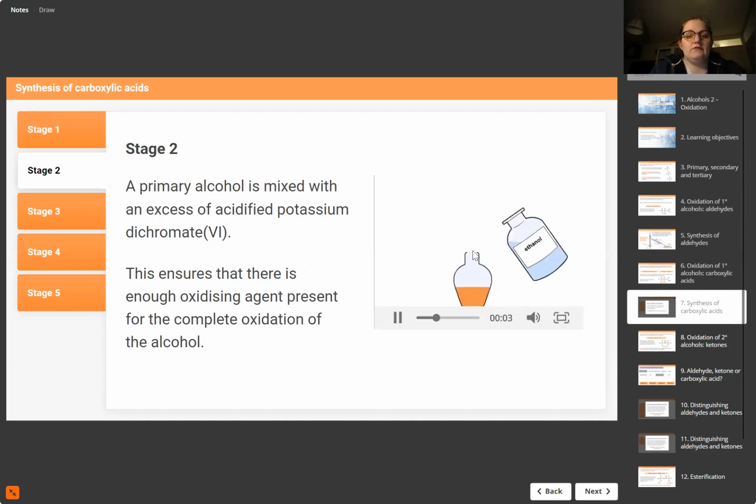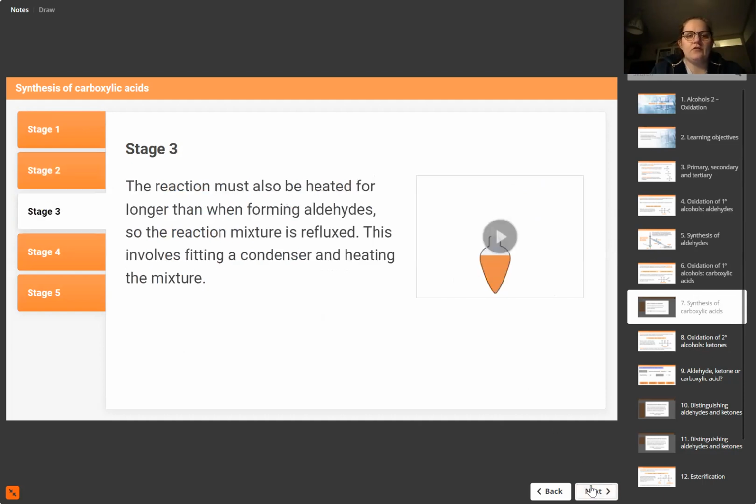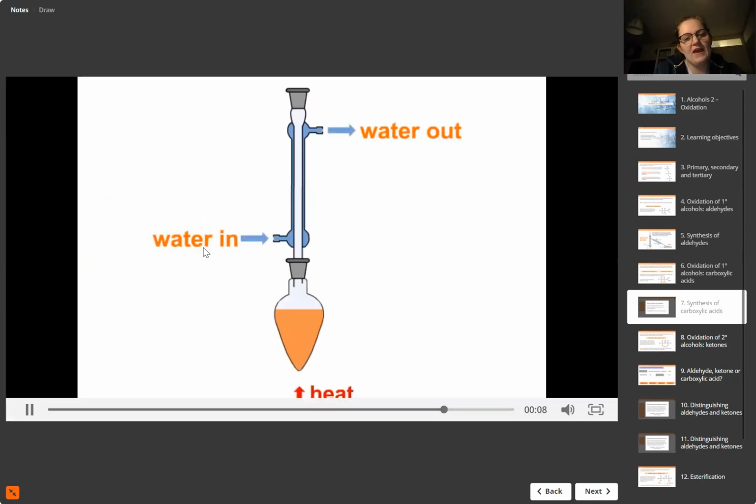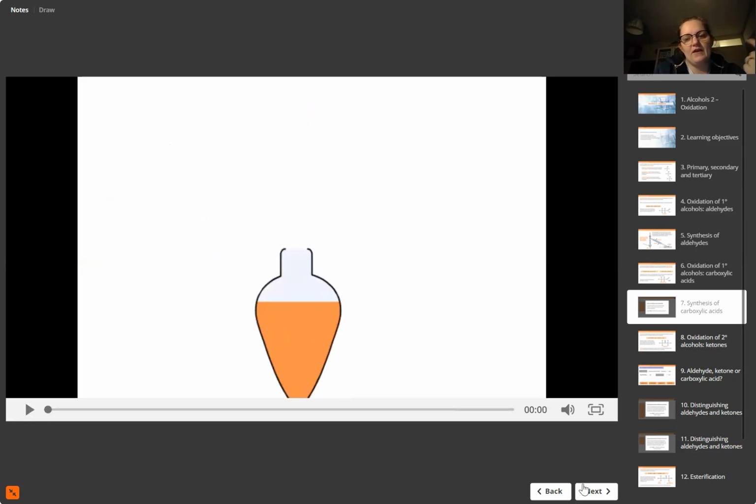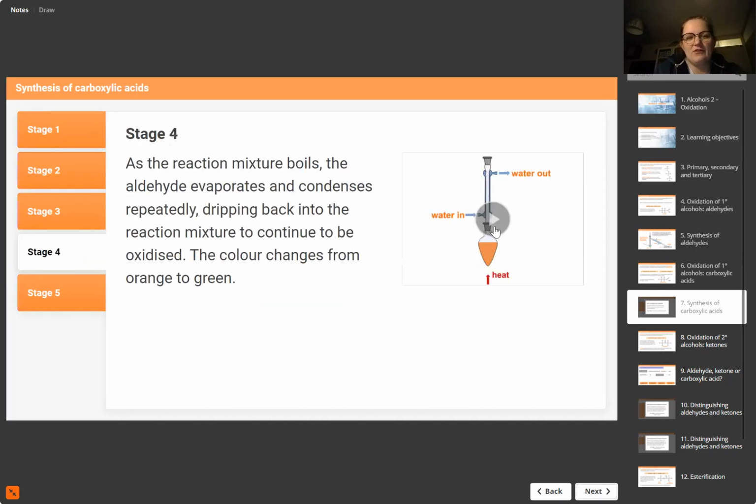It's telling us exactly the same thing. So then we're going to heat the reaction. We're going to heat it for a lot longer than we would when we were forming an aldehyde, so that the reaction mixture is refluxed. This involves fitting our condenser and heating the mixture. As it heats, it's going to start to evaporate and go up and down. And that's what we mean by reflux.